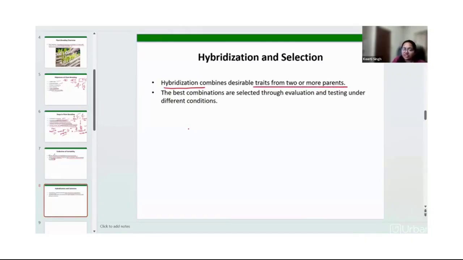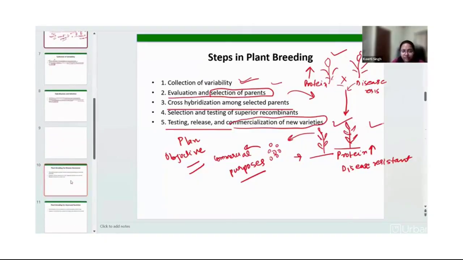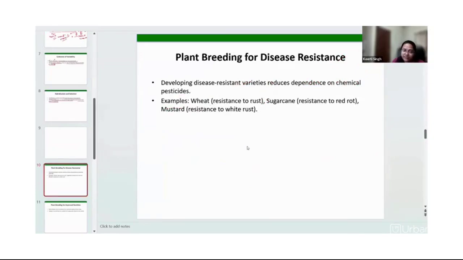Now, after this hybridization, the best combination will be selected. Testing will be done under different conditions. For example, in this plant, what we have done, we have hybridized these two plants, right? And then progeny will be screened for the desirable trait, right?